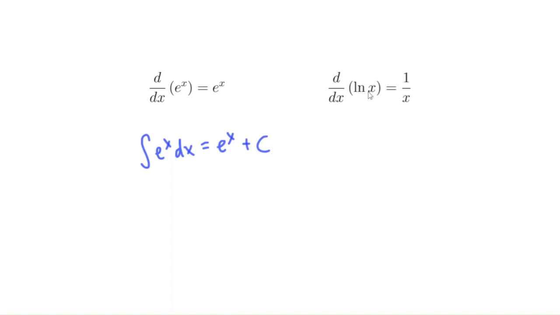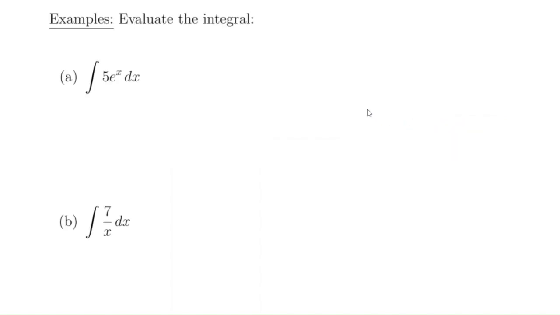And same thing here. The fact that the derivative of natural log of x is 1 over x means that the integral of 1 over x is going to be natural log of x plus c. And again, for technical reasons, which I'll mention in just a second, we're going to use natural log of the absolute value of x. So let's do a couple examples.